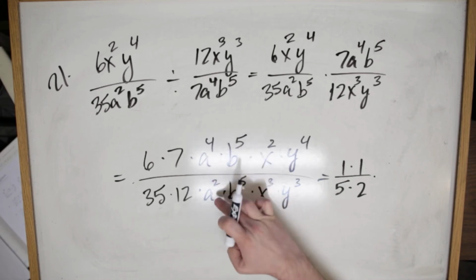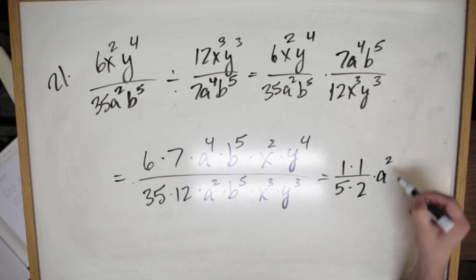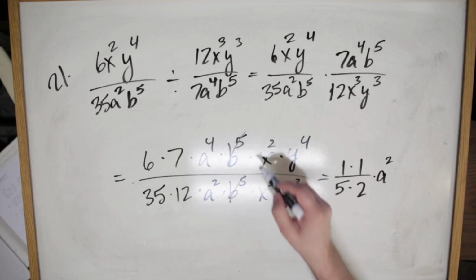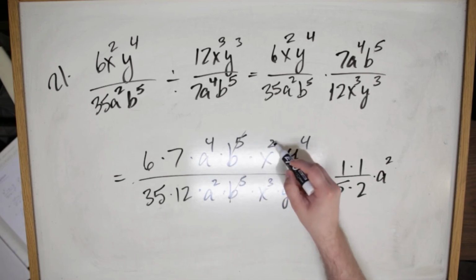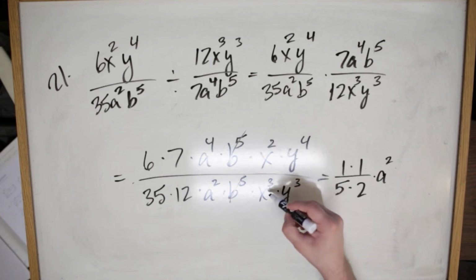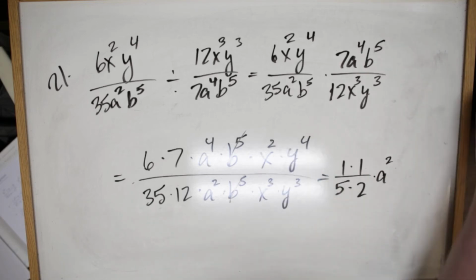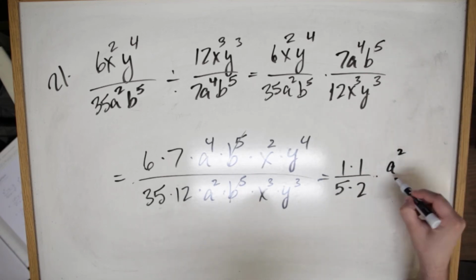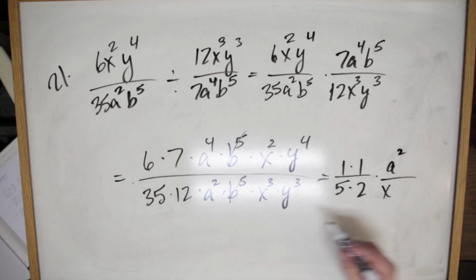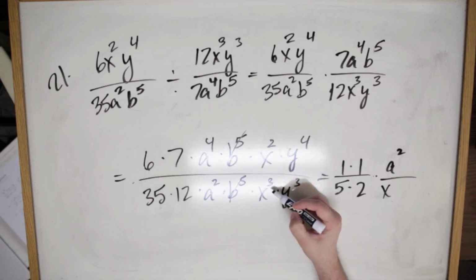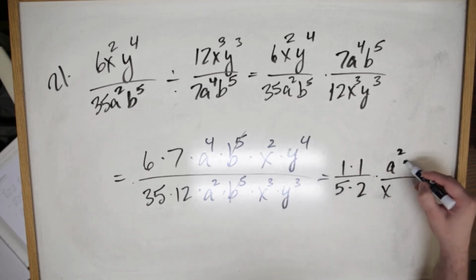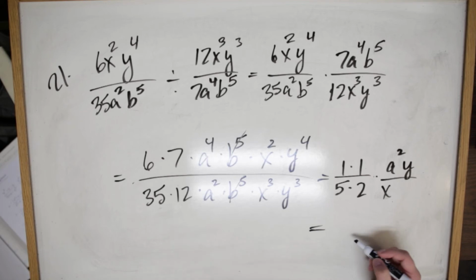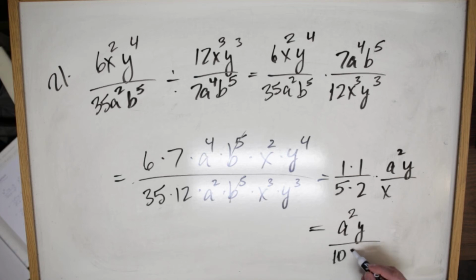A to the 4th divided by a squared is going to be a squared. B to the 5th over b to the 5th, these are going to cancel. X to the 2 over x to the 3rd, this is going to be x to the 1st, right? Because the bigger one is remaining in the denominator. And then we've got a y in the numerator. So the final answer in this case is going to be a squared times y all over 10x. And there it is. That's our final answer.